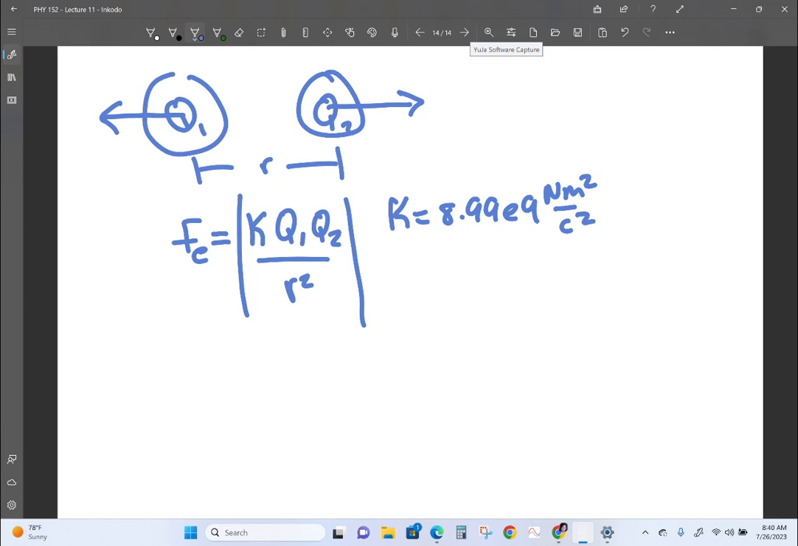So these charges, if they're opposite charges, the force would have a negative value and they would be attractive. If they're the same polarity, then there'll be a positive value, which indicates repulsion. But the value of the force on each one is equal and opposite, and its magnitude is found using this equation, Coulomb's law.